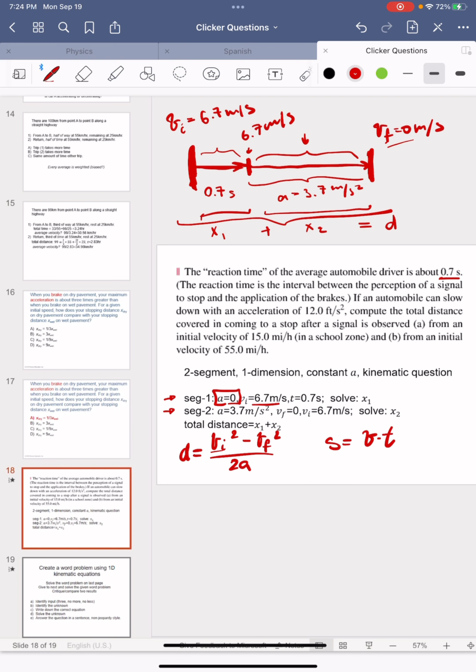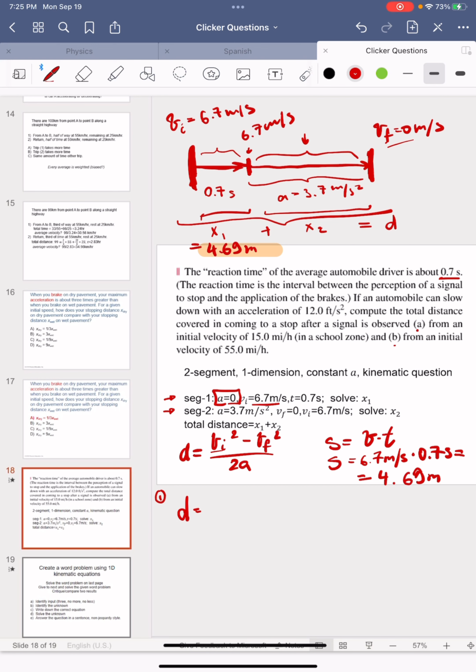So for the first part, it's going to stay the same for A and B. It's going to be distance equals 6.7 meters per second times time, which is 0.7 seconds. When we multiply it, we get 4.69 meters. X1 equals 4.69 meters, and it's going to stay the same, as I said, for A and B. But for the second part, we need to use this formula since we already have A. So we know that we need to find distance.